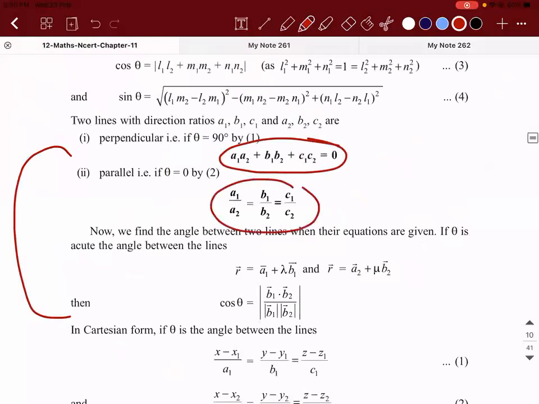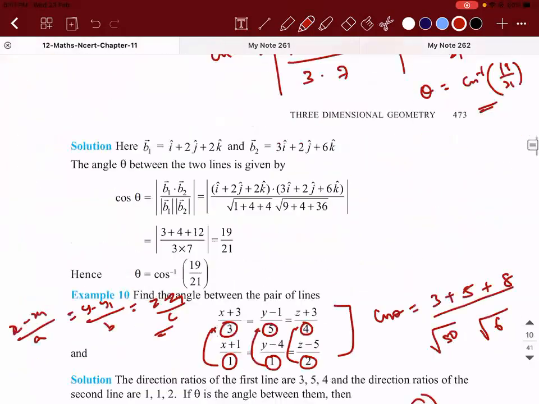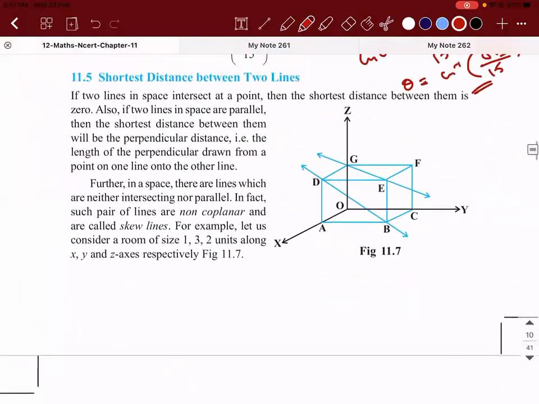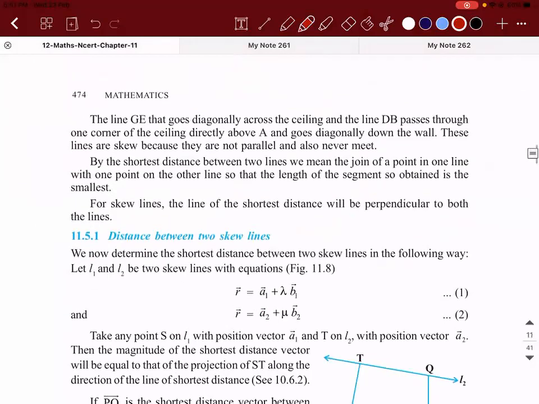Similarly, if the lines are parallel, then what can I say about the connection between the direction ratios? The direction ratios are in the same proportion, right? So I've been telling the same story again and again. Now the next question is, how will you find the shortest distance between two lines?